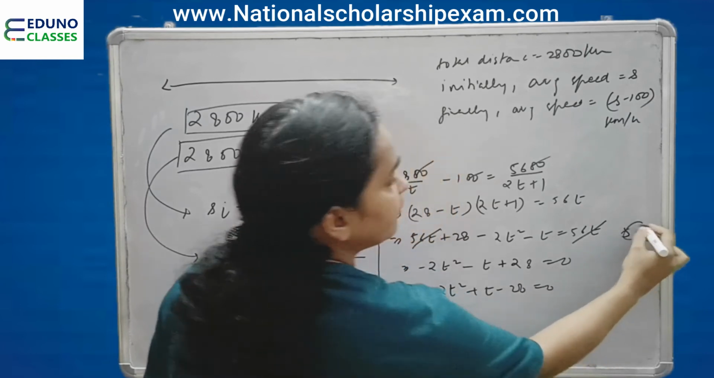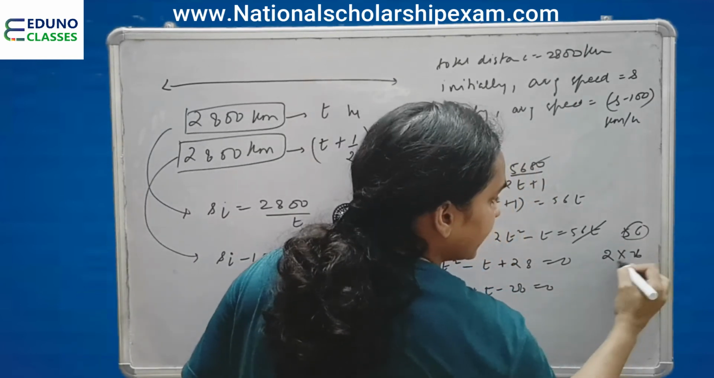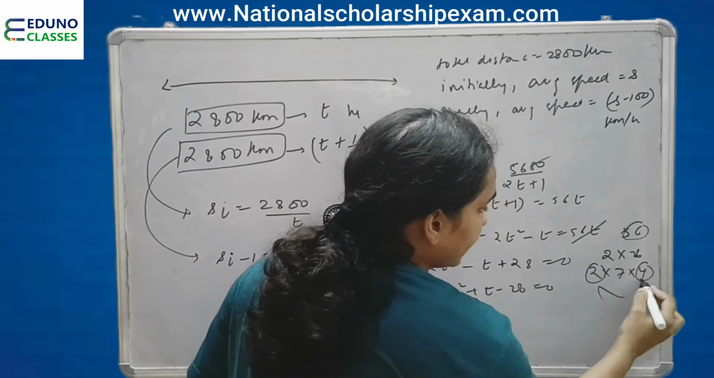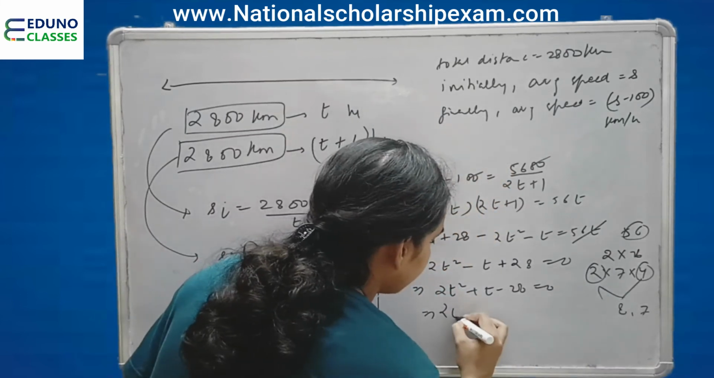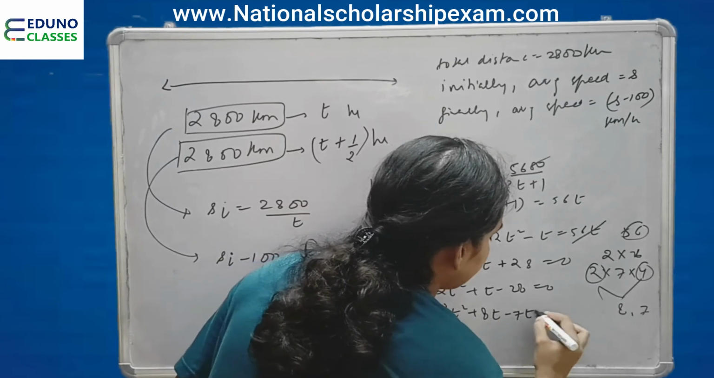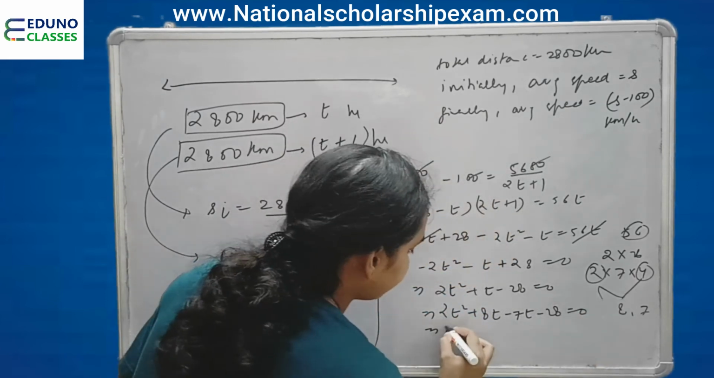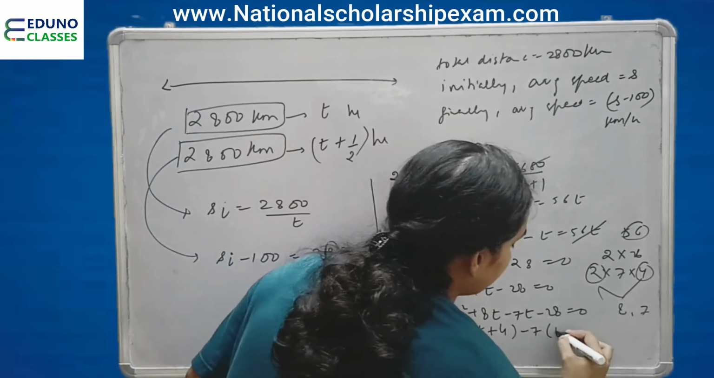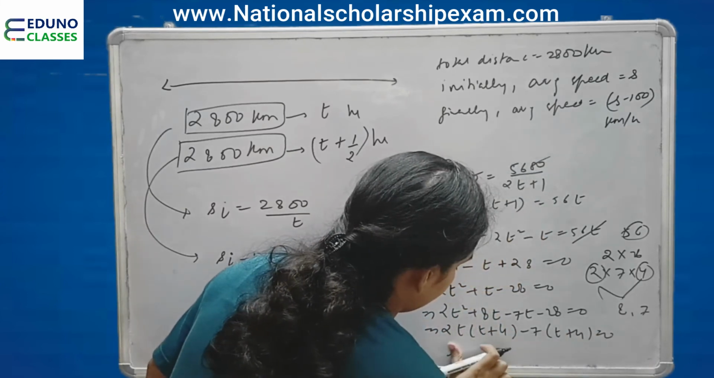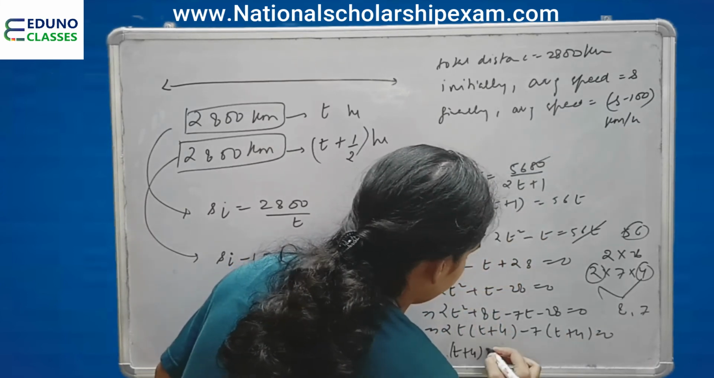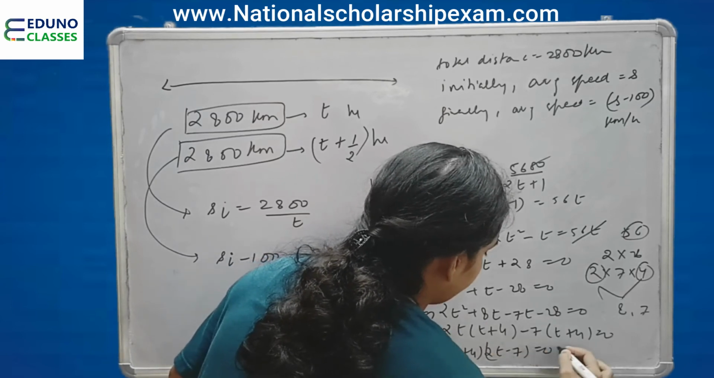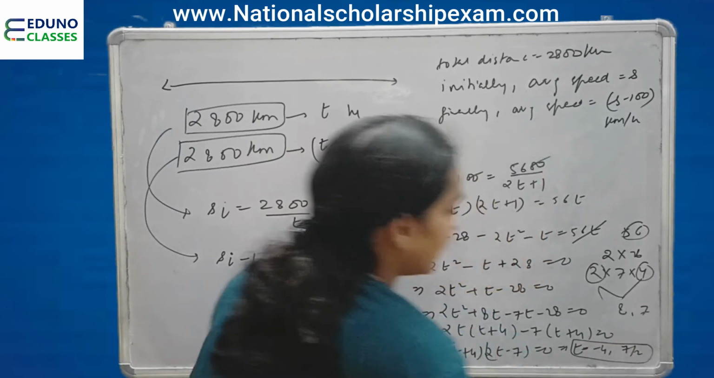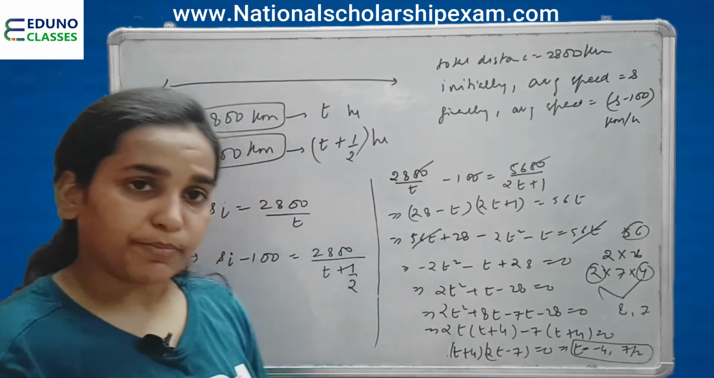I have to get 56. 56 is equal to 2 into 28, 2 into 7 into 4. Now 2 into 4 gives 8 and then I have 7. So 2T square plus 8T minus 7T minus 28 is equal to 0. Let's take 2T common. Here I am left with T plus 4 and 7 here common, T plus 4. T plus 4 is common. So T is equal to minus 4 or 7 by 2. That is minus 4 hours or 7 by 2, 3.5 hours.